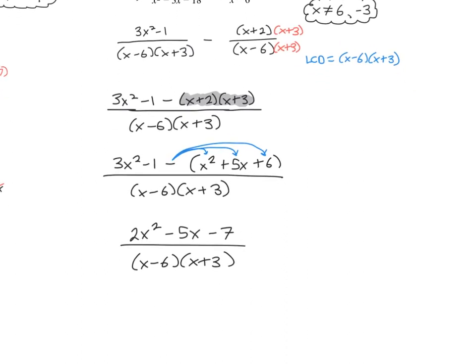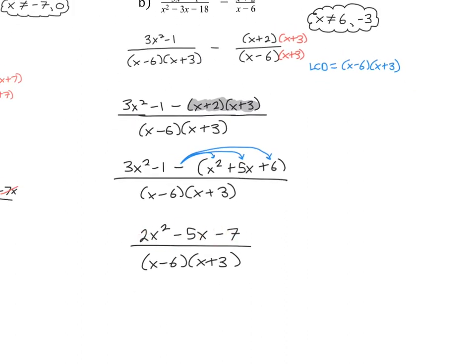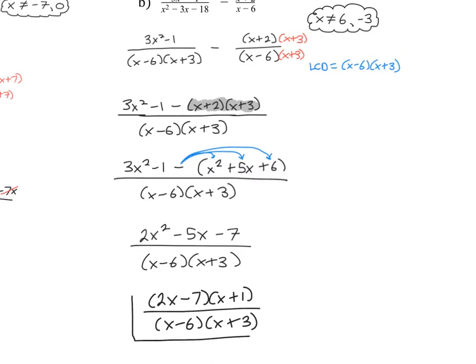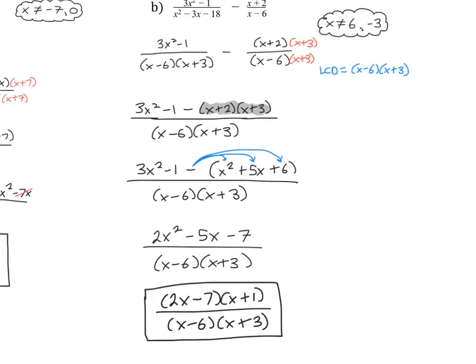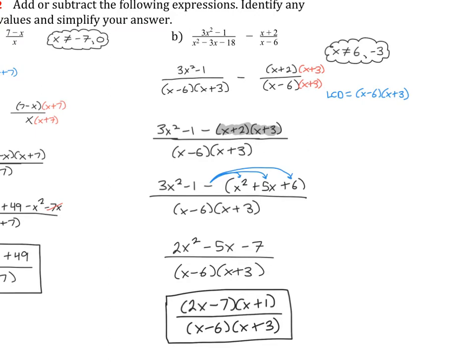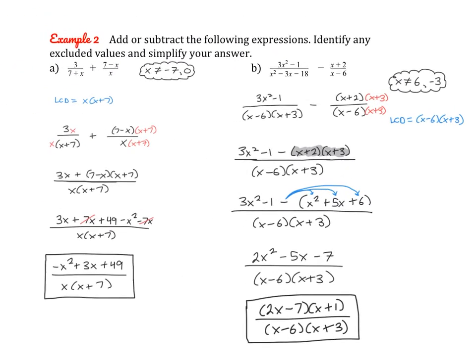And then our last step in simplifying is we do need to factor this numerator to make sure there's no common factors. So this is factorable. You can use that grouping method and you would get the two factors 2x minus 7 times x plus 1, and then it's over x minus 6 times x plus 3. So you can see here that there are no common factors, so that means that this was our simplified answer. So we can leave our answer factored like this, or we can leave it multiplied out like this. Either way is fine. But again, our two excluded values are listed up here, so we are all set.